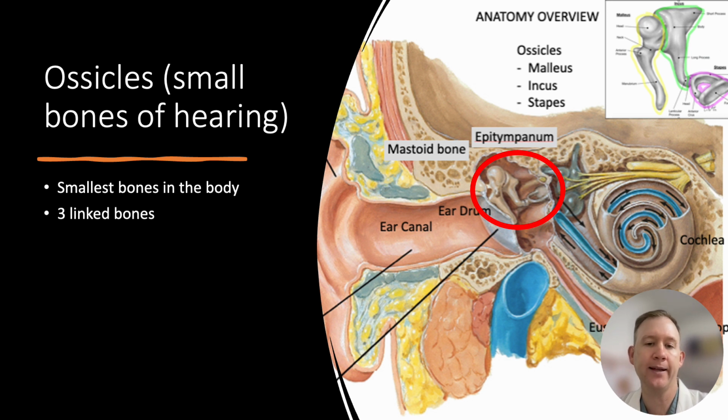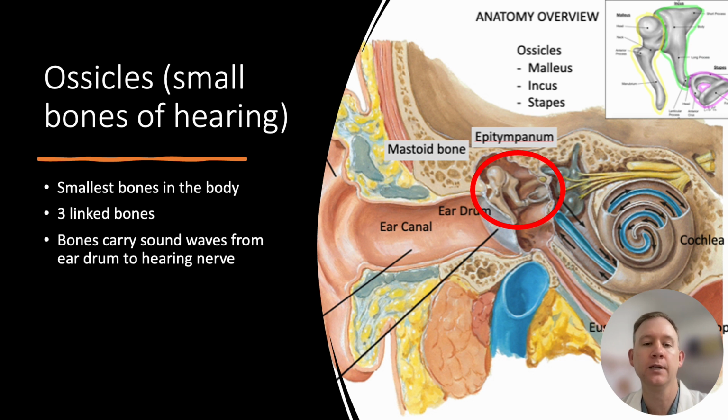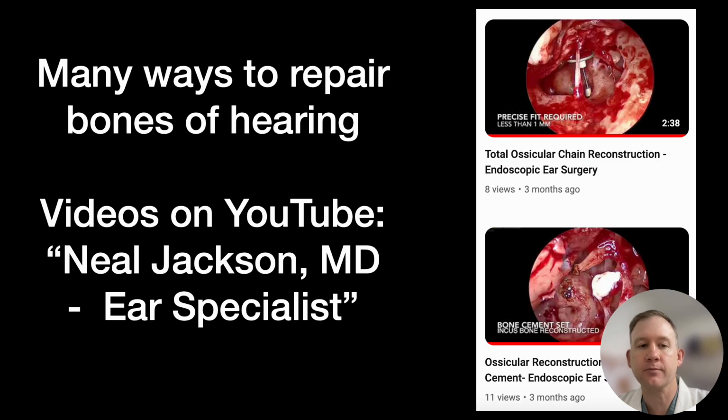And so anything that disrupts that link or disrupts their ability to move can cause a type of hearing loss that we call conductive hearing loss. This is really a mechanical problem, and usually we can repair this in the operating room with a mechanical fix. There's many ways to do that. It depends on which bone is affected and how it's affected.